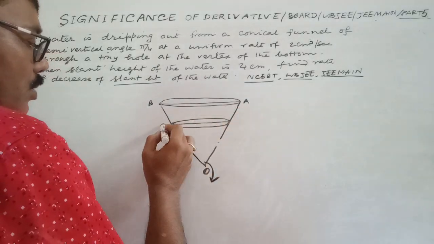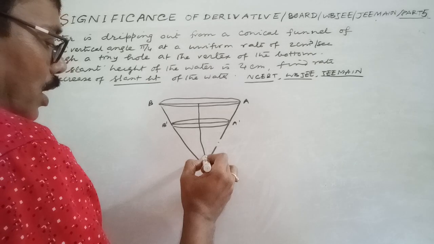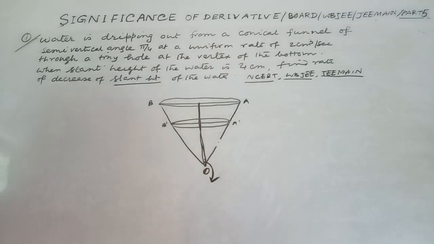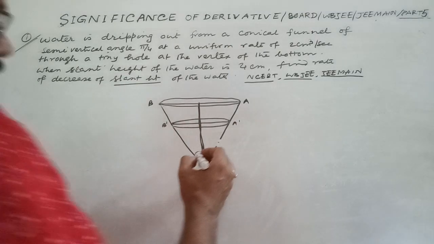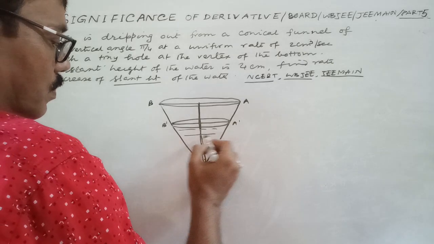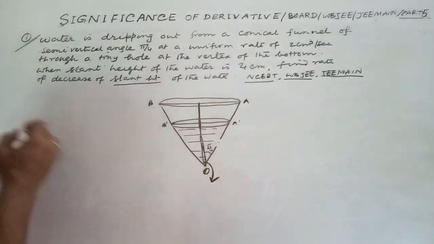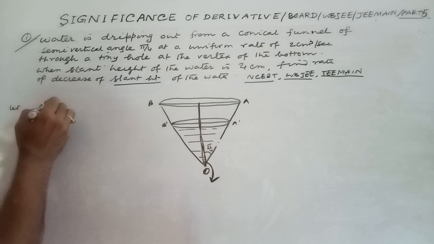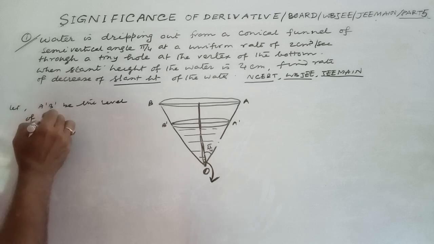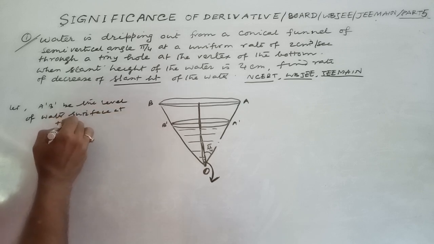this is AB. And suppose A dash be the height of the, be the level of the water surface. Now it is given that this angle is pi by 4. So first formulation of the problem. Let A dash B dash be the level of water surface. Water surface at time t second.